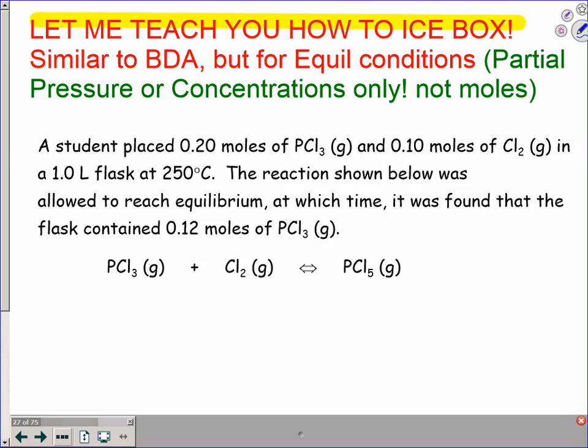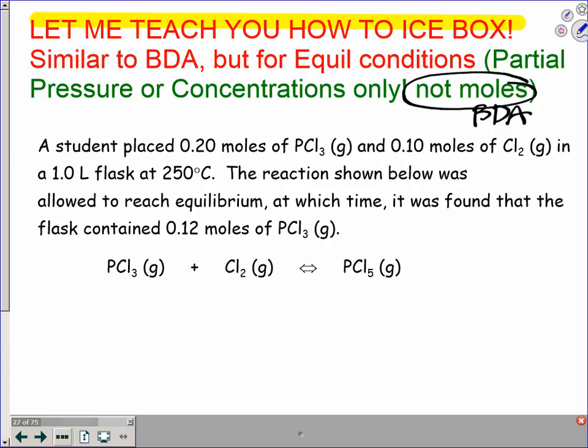All right, so here's one where the conditions are not given strictly at equilibrium. So I'm going to teach you how to ICE box, which is the initial, change, and equilibrium. You maybe have not picked this up yet, but when we were doing BDAs, what units do we always use? Moles, right? So BDA uses moles. But if you're putting data into equilibrium constants, you're using concentrations, molarity, or partial pressure. So that's one thing just to be clear on when we're using moles versus not.